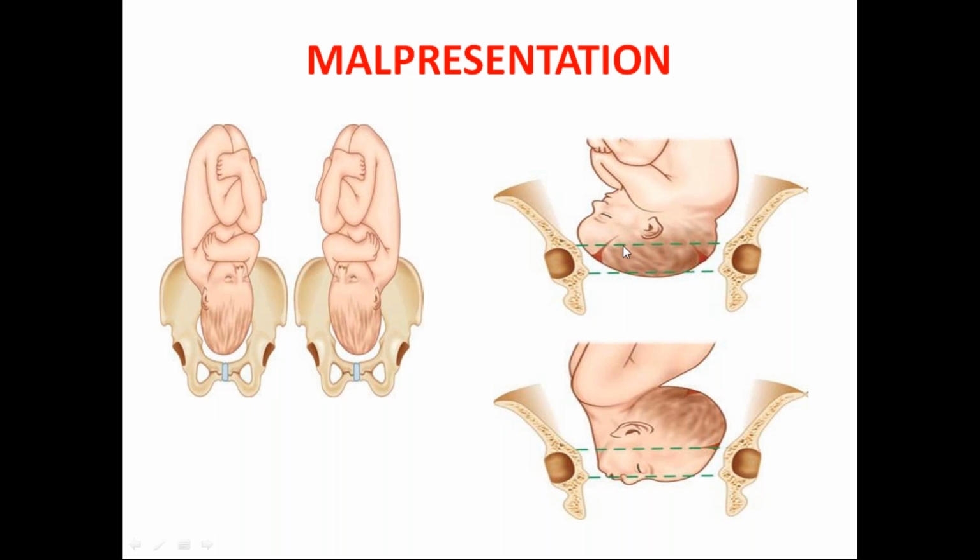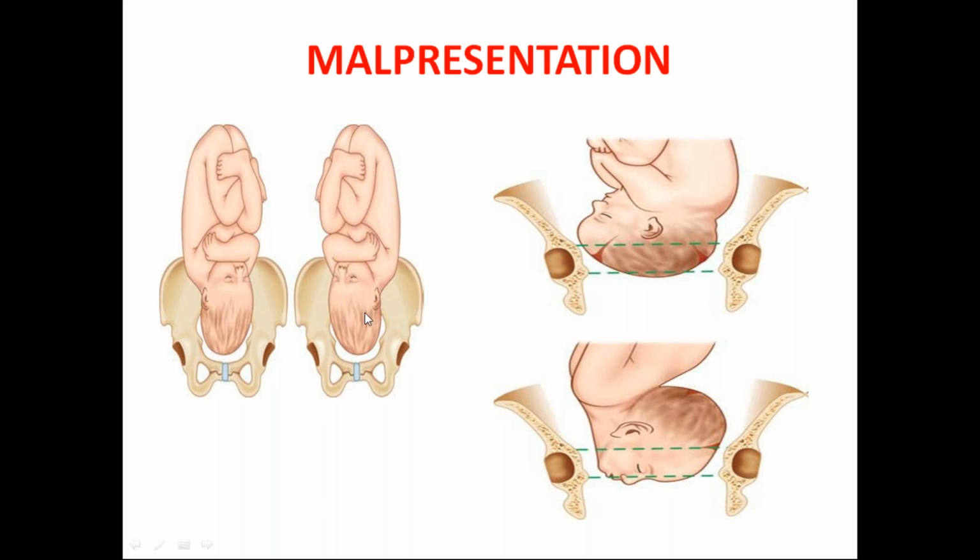Okay, so these are the malpresentations. Here there is a deflexed attitude of the head. Both sinciput and occiput are at the same level, right? The back of the baby is on the left side. It is a deflexed attitude. So this can extend and become the face presentation, or it can extend a little bit and become a brow presentation.